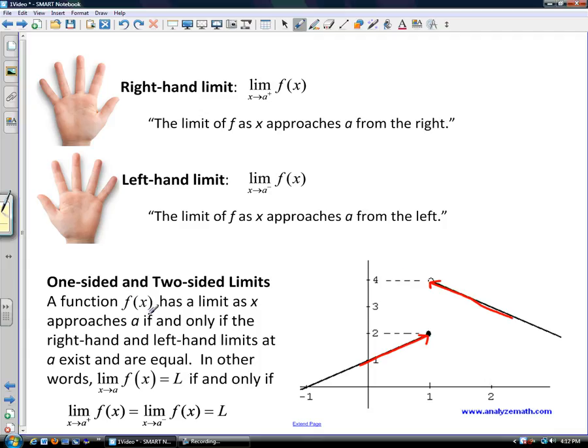And then two-sided limits. So these are the one-sided limits. I'm only coming at the y values from one direction. How does that relate to two-sided limits? A function f of x has a limit as x approaches a if and only if the right and left-hand limits at a exist and are equal, if they are the same thing. In other words, the limit as x goes to a equals L if and only if from the right it's L and from the left it's L.